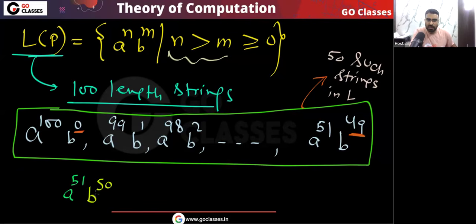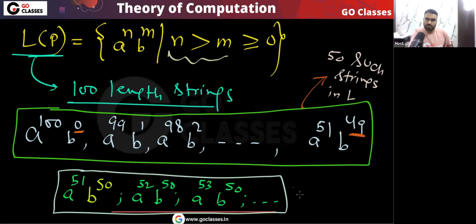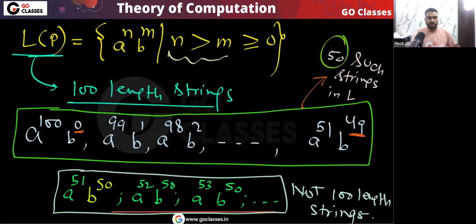That should be at least 51. If you put b^50, then the number of a can be 52, or 53. If you see all these strings, they are not 100 length strings. All of them belong to L, but they are not 100 length strings. The question is asking how many 100 length strings are there. So very simple point. Your answer will be 50. 50 such strings are there which have 100 length. I hope you understood. Is everything clear in this question?